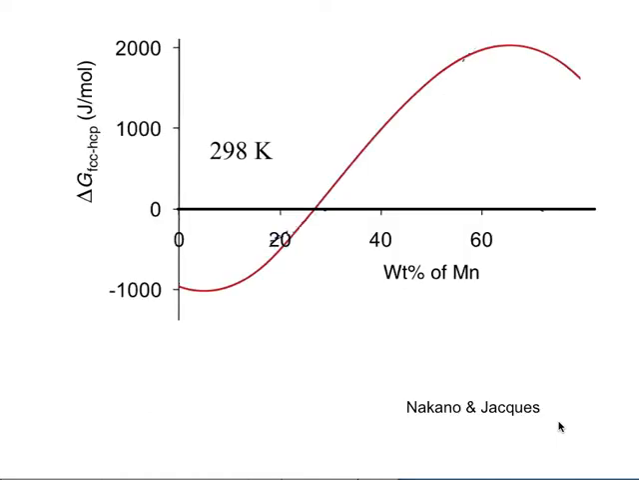And the reason for this is that the stacking fault energy varies quite a lot with the manganese concentration. When we talk about the FCC to HCP transformation, it's like putting in a stacking fault. A stacking fault is like a three-layer region of HCP. And you can see that around 25 weight percent, the driving force for FCC to HCP becomes zero and positive after that. So we don't get martensitic transformation once you've exceeded that concentration of manganese.